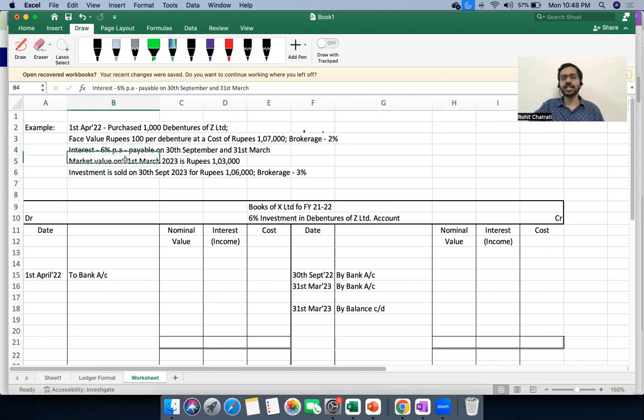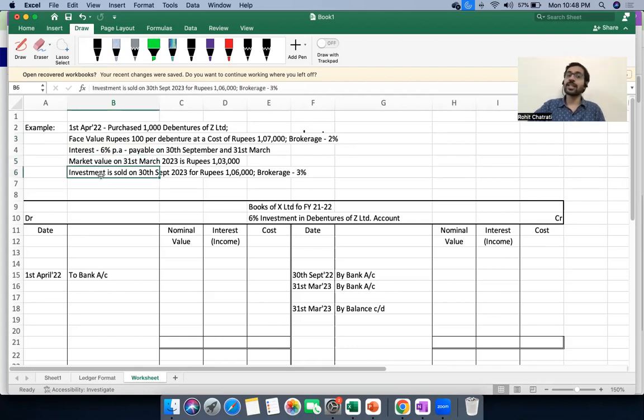Then I've given you additional information that the market value of this investment is rupees 1,03,000 in March 2023. I purchased the investment in April 22. 1 year has passed by. The market value of the investment is say 1,03,000. I purchased it at 1,07,000. The investment value is now 1,03,000.